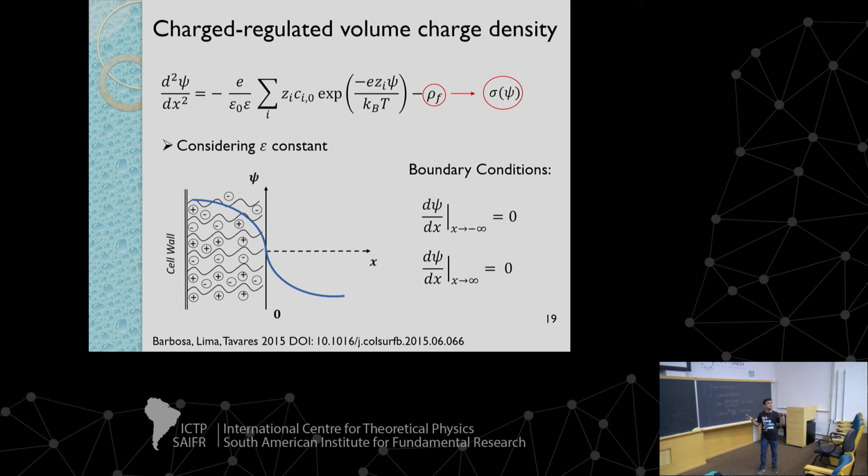Did you get it? So I'm comparing here the second model that is called charge-regulated volume charge density. We have now a volume charge density of fixed charge here, rho f, and the other one was the surface charge density regulation model. In that case we had surface charge. We considered surface charge density. Now we consider the volume charge density distributed in the cell wall.